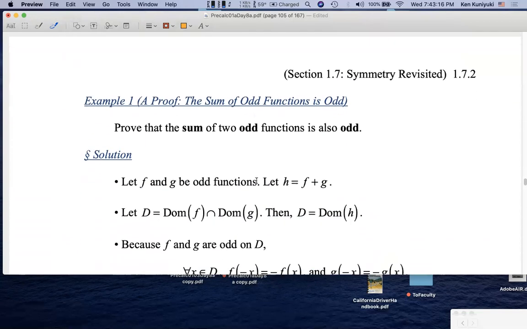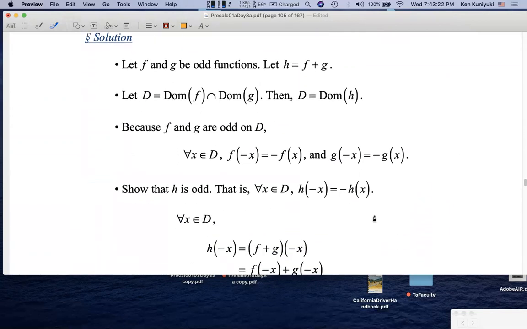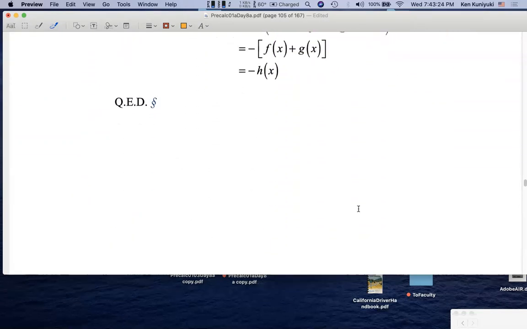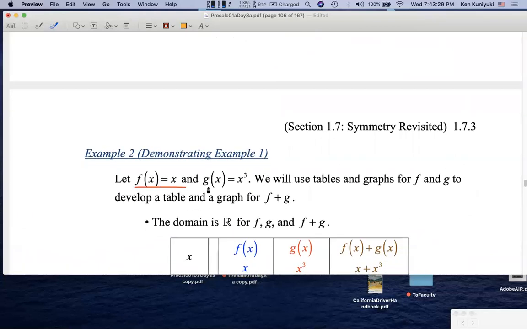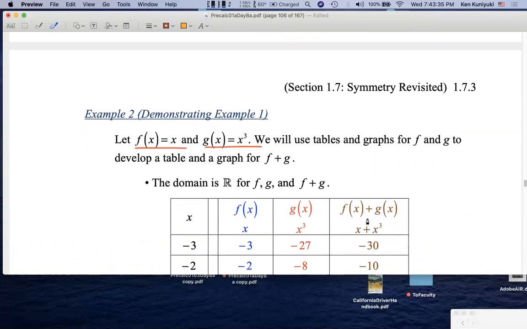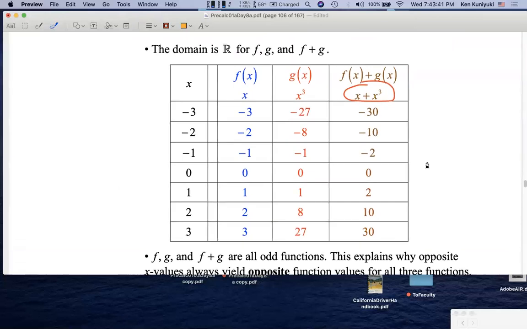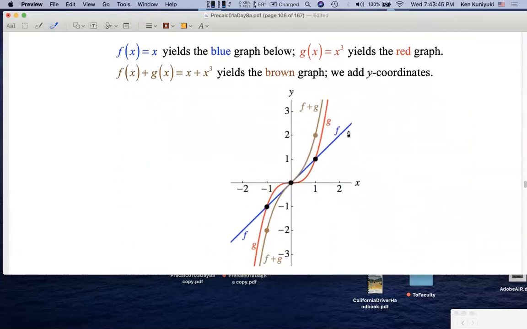So for example, first off, here's a proof showing that the sum of two odd functions is also odd. Don't freak out about this, but here's a proof. Let's say that we consider the graphs of y equals x and y equals x cubed. These both represent odd functions. Their sum, given by the rule x plus x cubed, will also represent an odd function. You can get this from a table of values or from a graph.